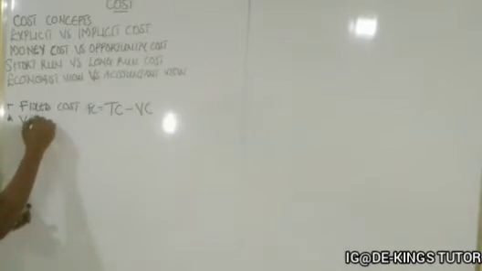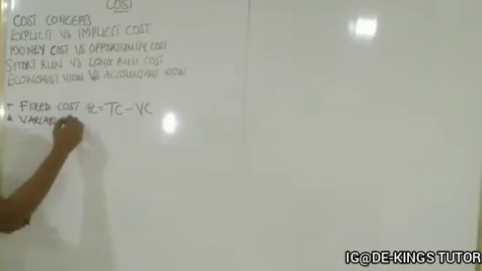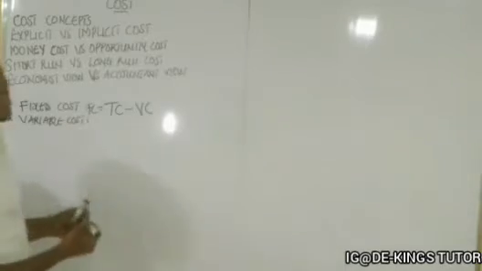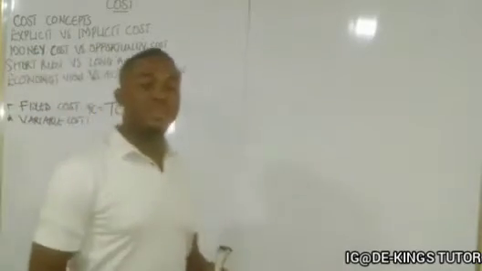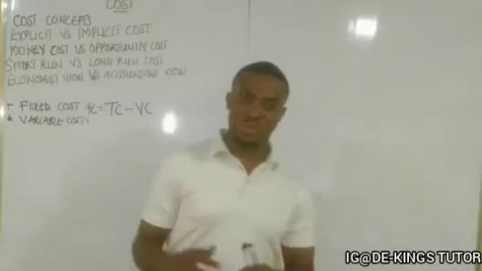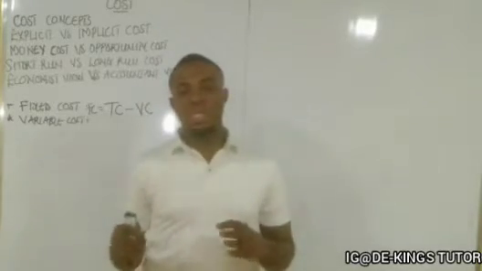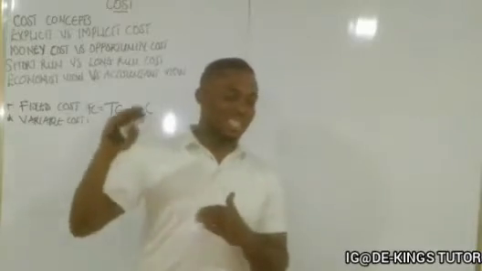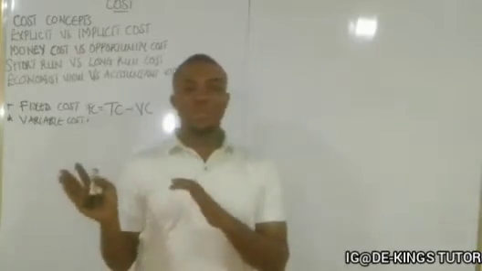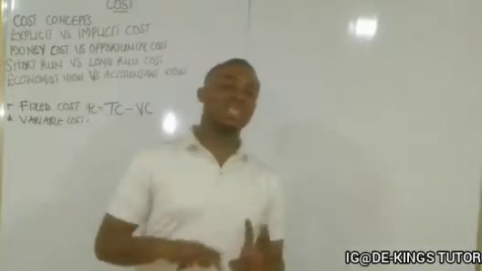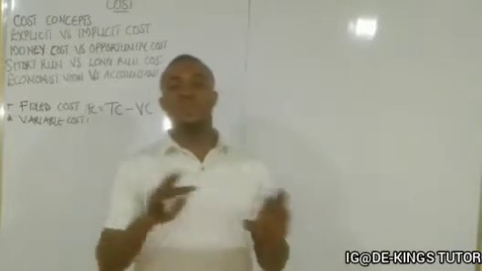The next one is the variable cost. The variable cost is the cost of an enterprise, also known as direct cost, that changes with the level of output. That is, if output is increasing, they are also increasing. If output is decreasing, they are also decreasing. They change with the level of output.